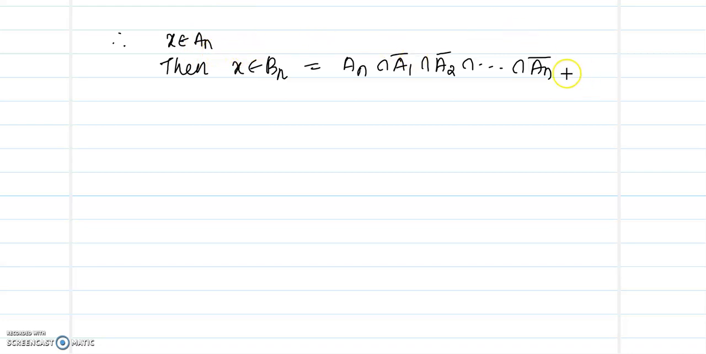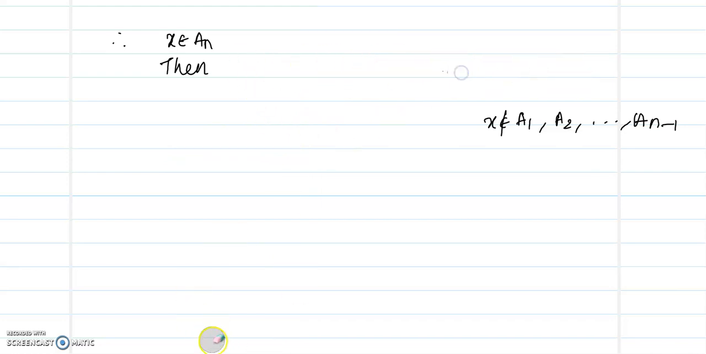Okay, so our x does not belong to a1, a2, etc. up to a n minus 1. It will not be in those, but it will be contained in a1 complement, a2 complement, and an minus 1 complement. Likewise, we have taken x belongs to an. So we can actually write it as, x belongs to an intersection a1 complement intersection a2 complement intersection a n minus 1 complement.